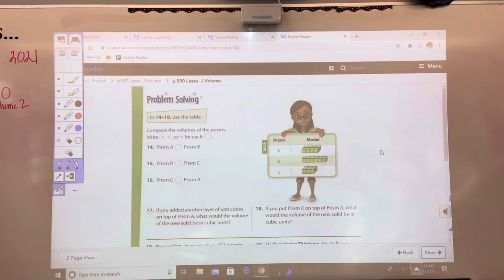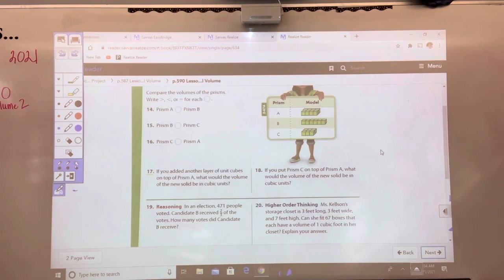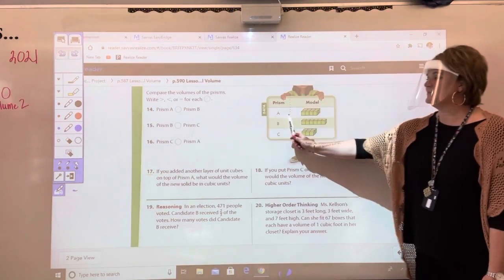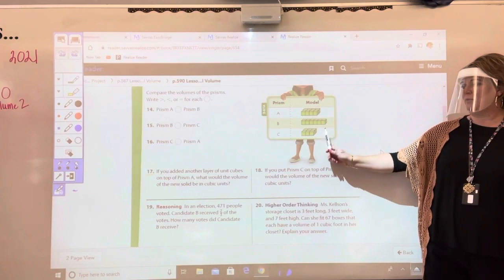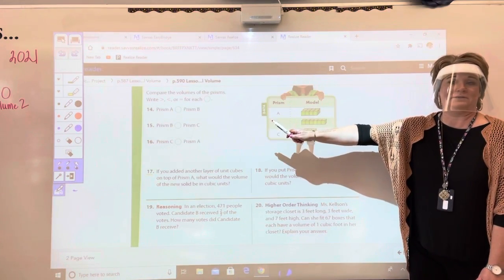Compare the volumes of the prisms. Last hour I was saying prison. I didn't mean to say prison. I just said it. So prism. Okay, so here we go. Here's prism A. Let's just come over here and figure out what the volume of all these are, and then we'll go back and figure out the greater than, less than, okay?